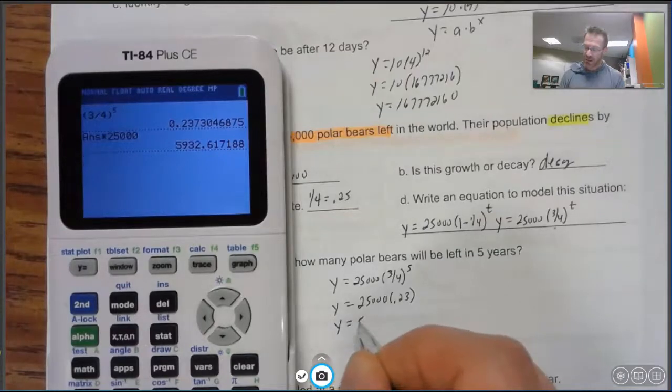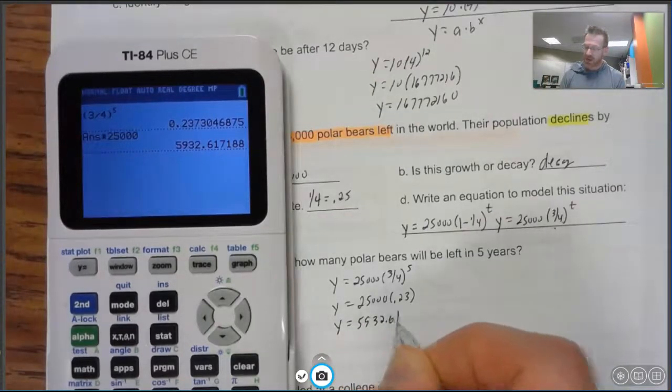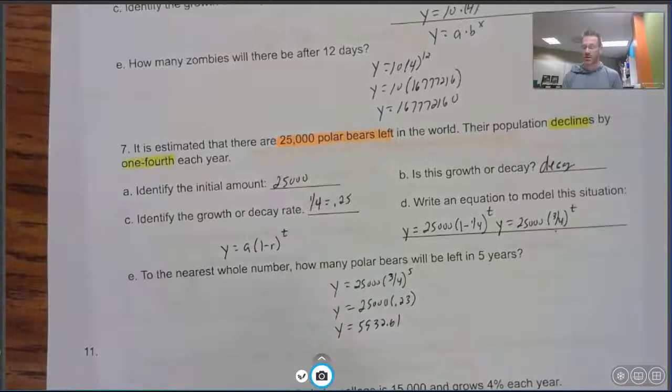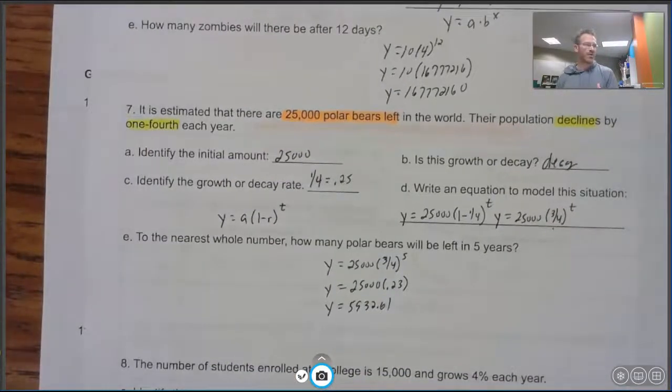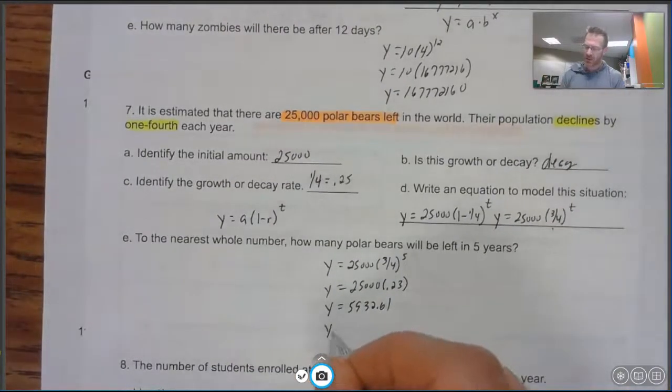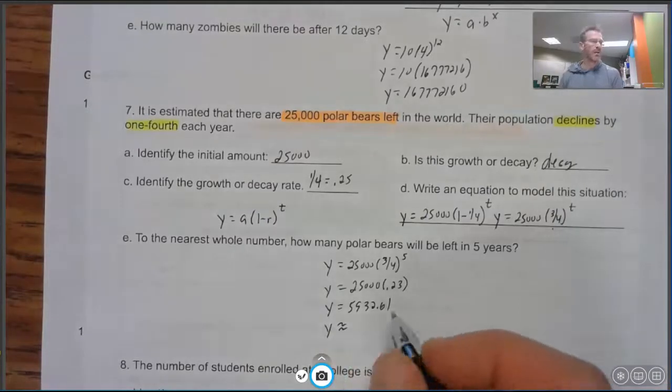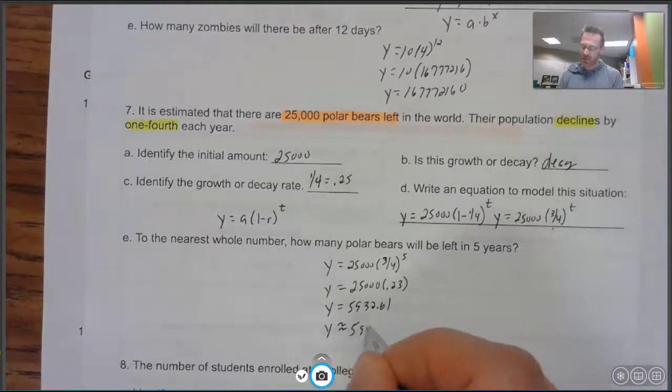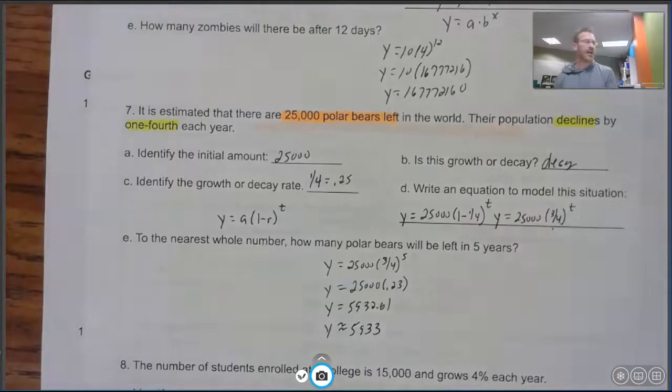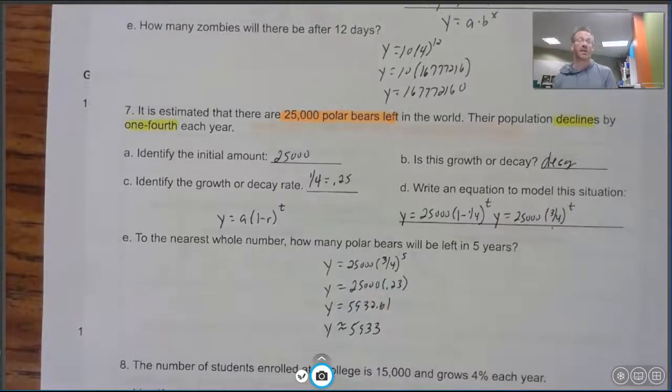So what I can see is that when I do this, I do get a decimal here, 5923.61. And remember, we're talking about polar bears, so we just round that number. So we'd say approximately, with that wavy equal sign, that means approximately, 5,933 polar bears left. So you can see that's a dramatic decrease if it were really decreasing by 1/4 per year.